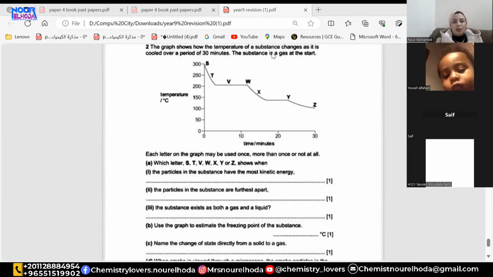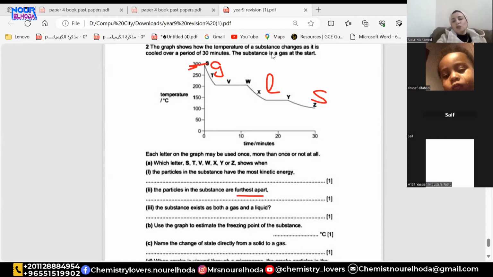Okay? The particles in the substance have the most kinetic energy. We said before, the particles are in motion all the time, this means it is a gas. For sure, it's a gas. Which one am I going to use? For sure, I'm going to use a gas. Now this is the cooling curve. This is a gas, this is a liquid, this is a solid. For sure, I will choose here, I will choose S here up.